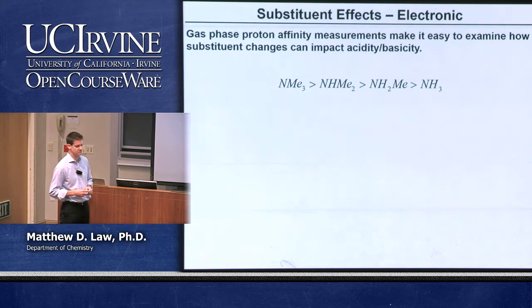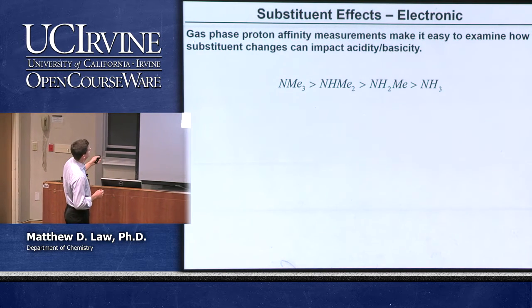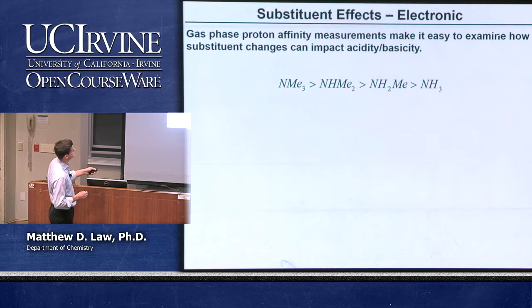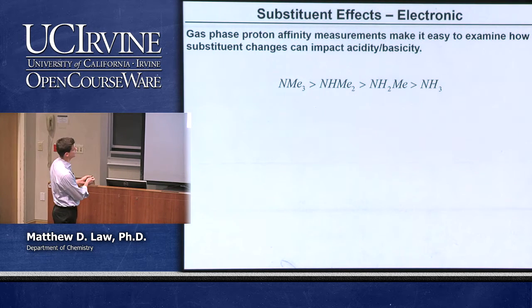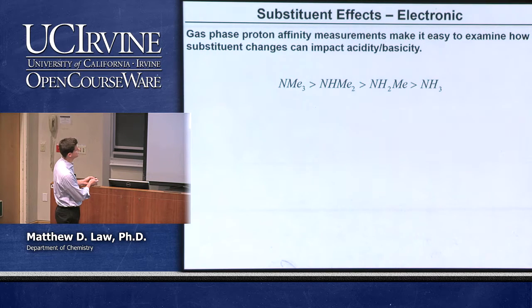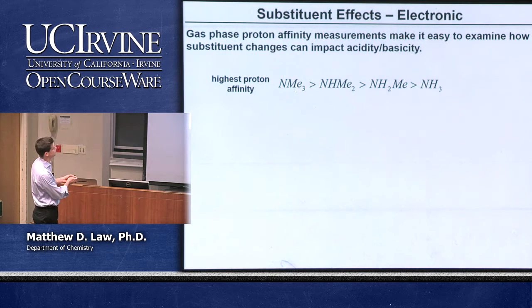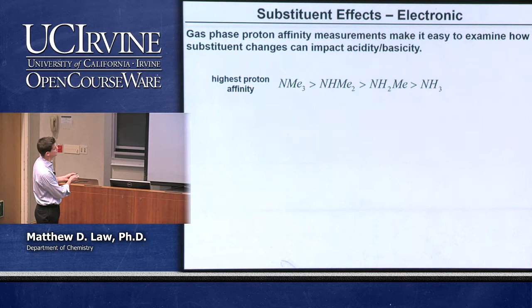So these are electronic effects. Okay? We can use gas phase proton affinity measurements to examine how substituents change the overall acidity or basicity. In this case, we're going to look at the basicity, so whether something's a good or a weak base. What we have here is a trend where we go from ammonia and we just add methyl groups. We substitute the hydrogens with methyls. So we have 1 methyl group here, 2 here, 3 here. And I've ordered them with the highest proton affinity on this side and the lowest proton affinity on that side.